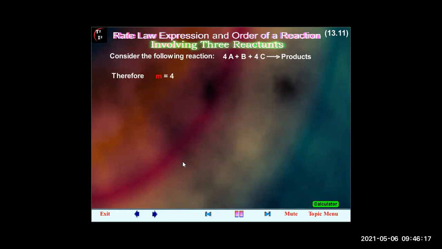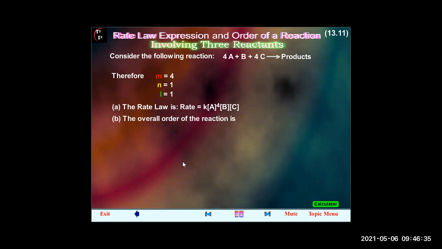Therefore, M equals 4. N equals 1. L equals 1. A. The rate law is rate equals K times the concentration of A to the 4th power times the concentration of B times the concentration of C. B. The overall order of the reaction is 4 plus 1 plus 1 is equal to 6.